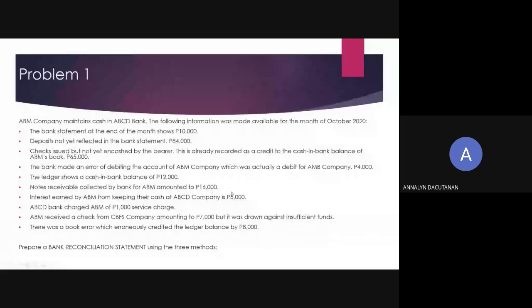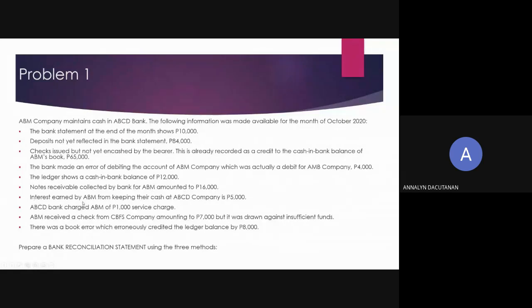So, notes receivable collected by bank for ABM amounted to 16,000. So, nakakolect na ng notes. Therefore, you have to add it back. Okay, that's a book reconciling item. Nag-record daw si bank ng 16,000 sa bank statement niya. Hindi mo pa alam na meron palang nakolekta si bank. In order to correct it, i-add mo ngayon sa book balance.